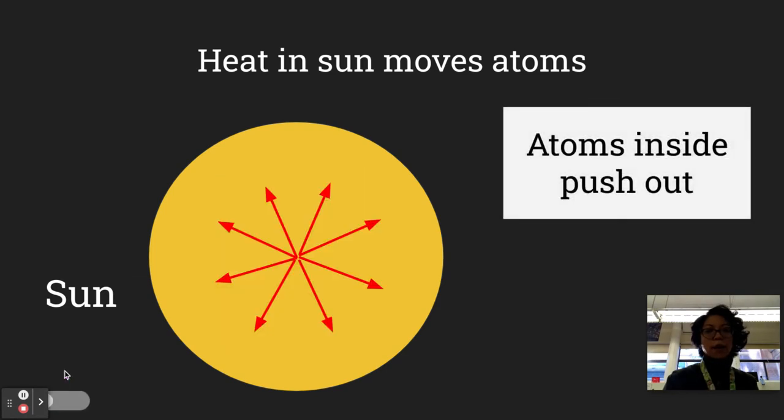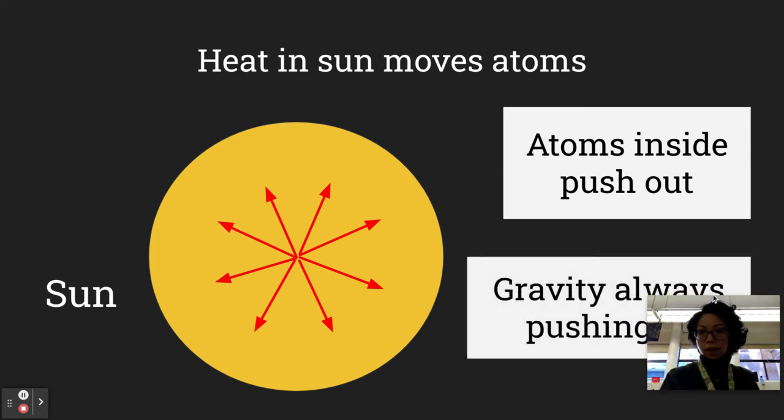Okay, and what happens is because those atoms are moving around just like a balloon, they're putting pressure on the inside of our sun. And so those atoms are pushing our sun outwards and keeping it like big and inflated, if you will.